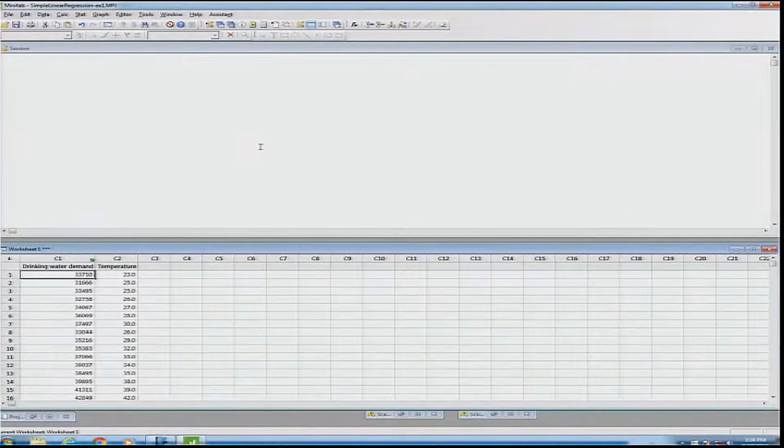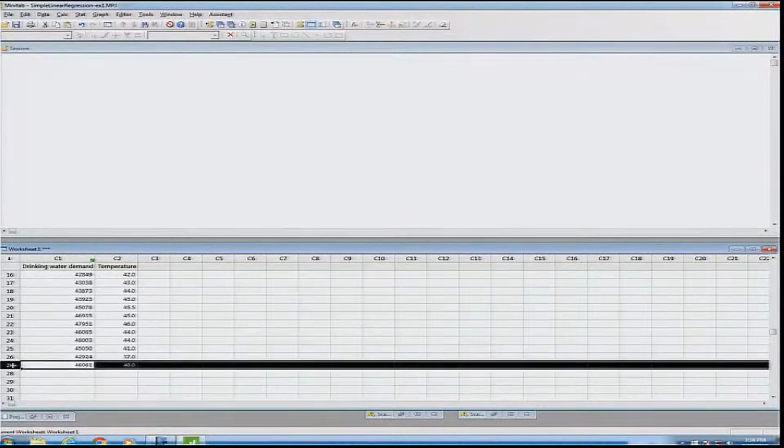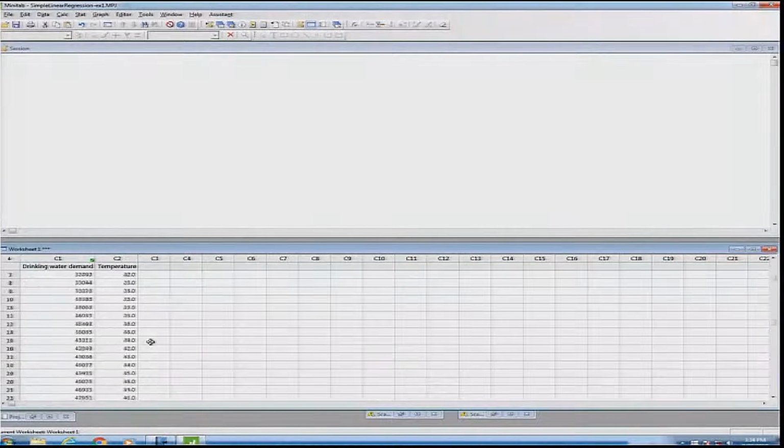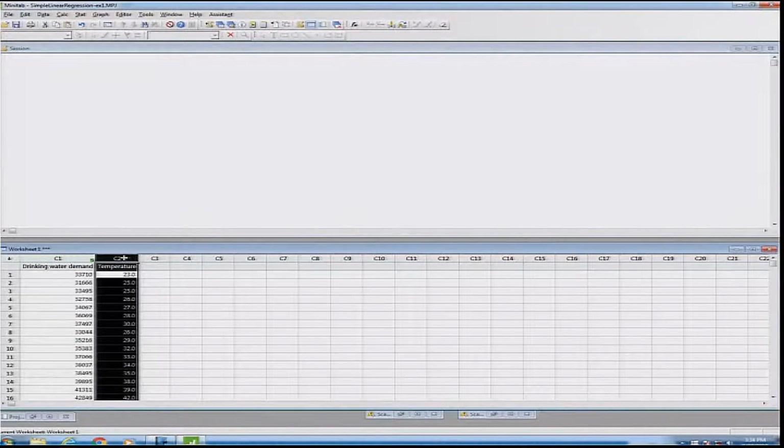So this is the window of the Minitab statistical software. Here you can see that in the first column, I have already entered the data on the drinking water demand, and in the second column I have entered the data on the temperature. You can see that there are altogether 27 observations. This drinking water demand is going to be our response variable, and temperature is going to be the independent variable.